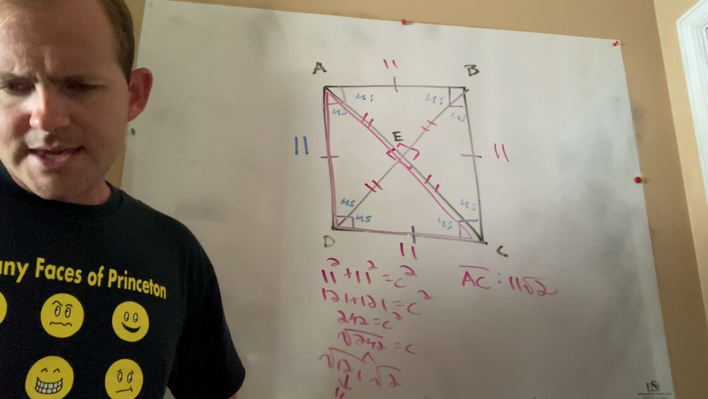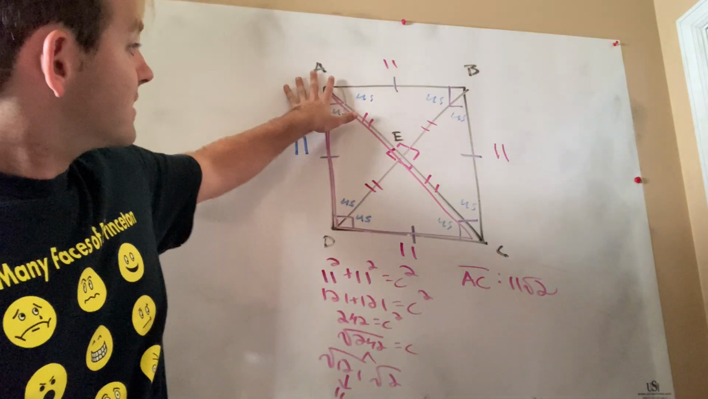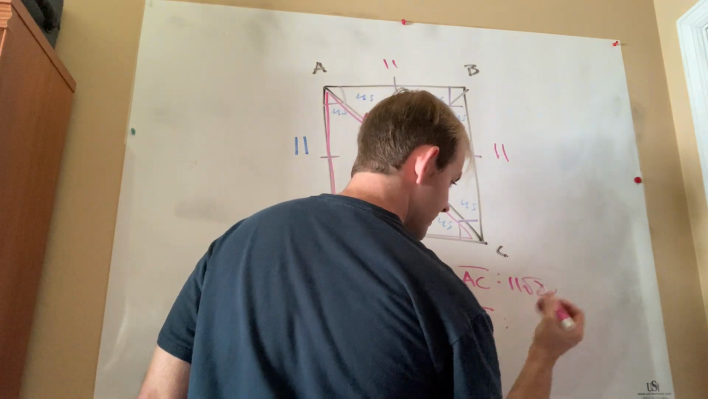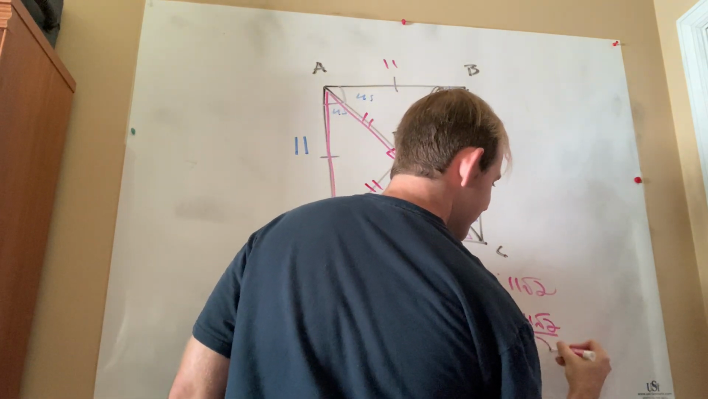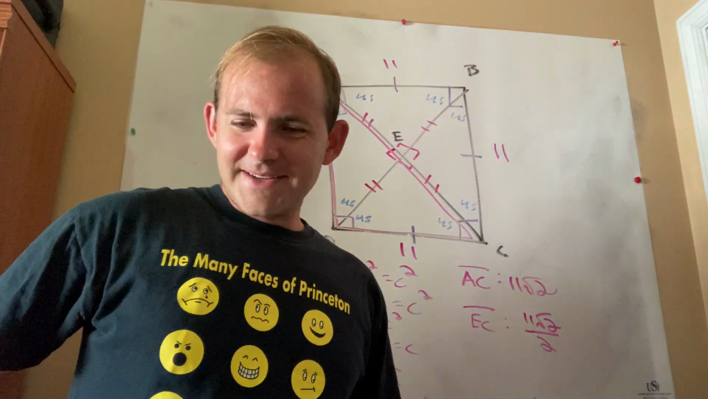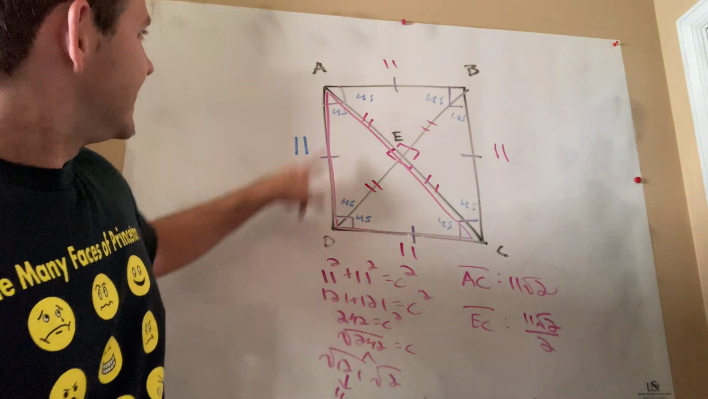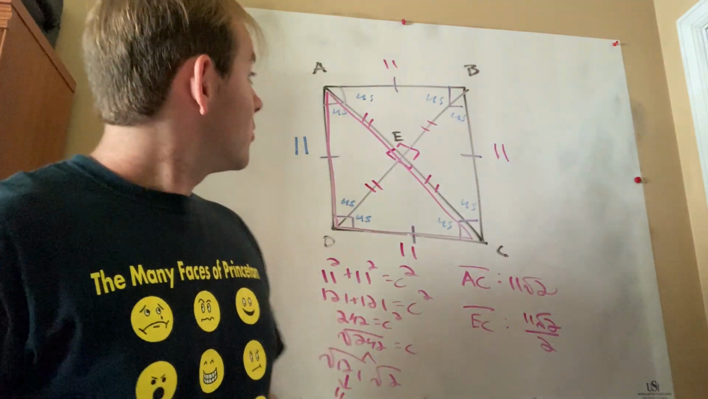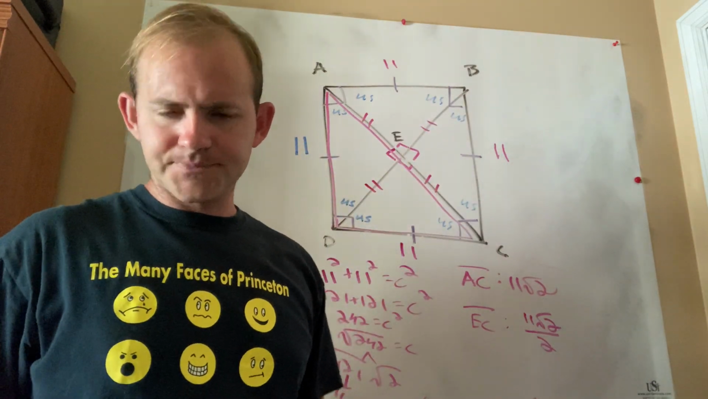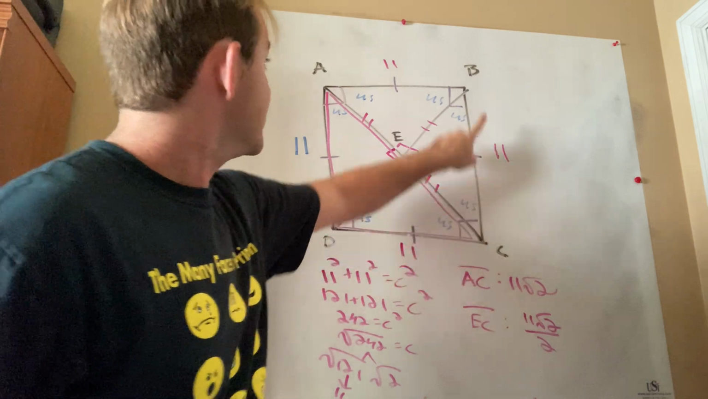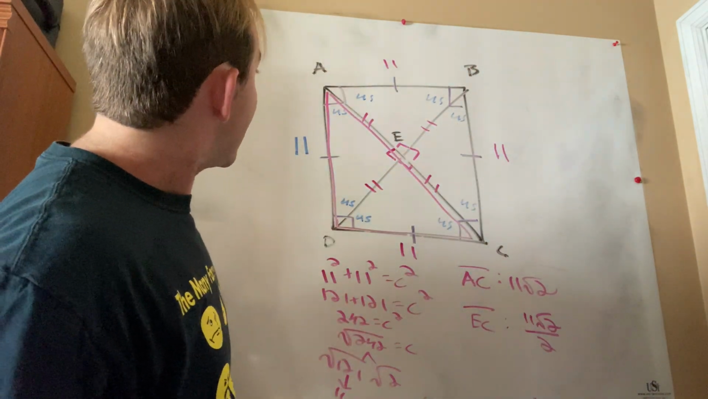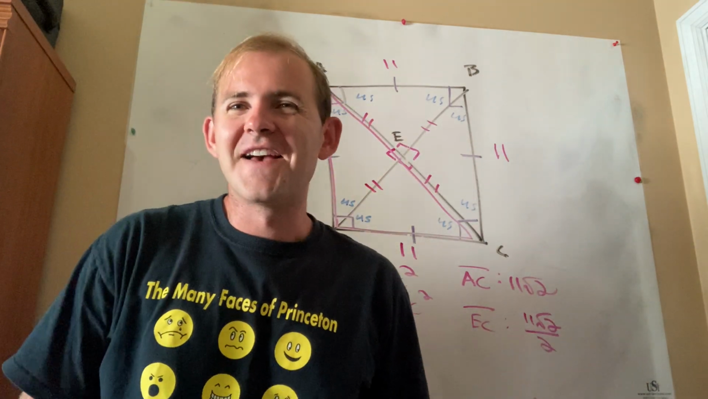EC, well, notice that this diagonal is split into two parts, so EC would literally just be 11 radical 2 divided by 2. Kind of nice, right? All right, now everything else is pretty cool. Angle DAB, 90 degrees. Angle AEB, also 90 degrees. Angle CBD, 45 degrees. And angle BAC, also 45 degrees.